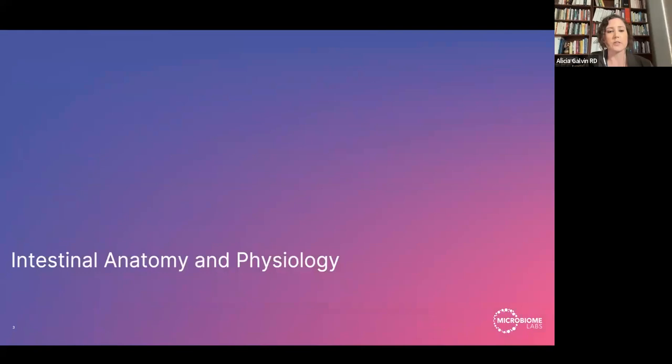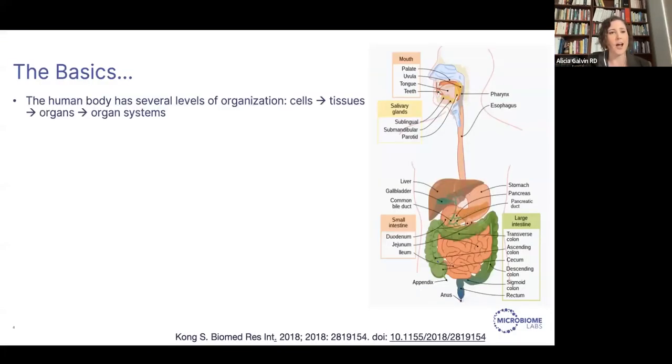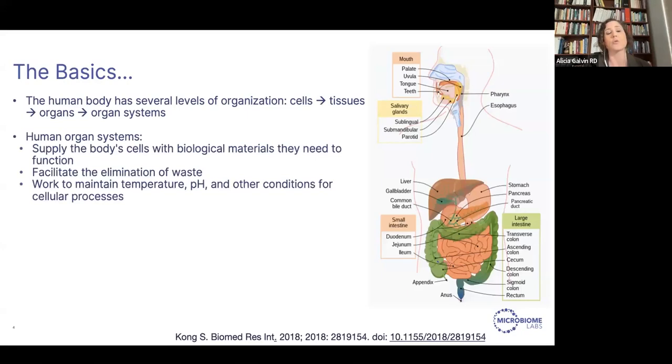So let's go into intestinal anatomy and physiology. We're going to talk about just some real basic stuff here, just real basic. So the human body, we have different levels of organization. We start out with cells. Cells come together to form tissues. Tissues come together to form organs. And then organs come together to form organ systems. And so the human organ systems have different biological processes and functions.